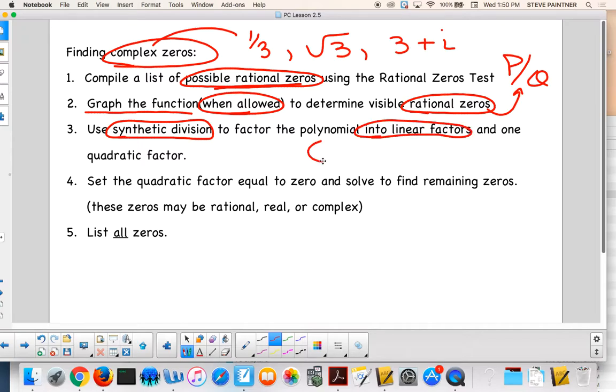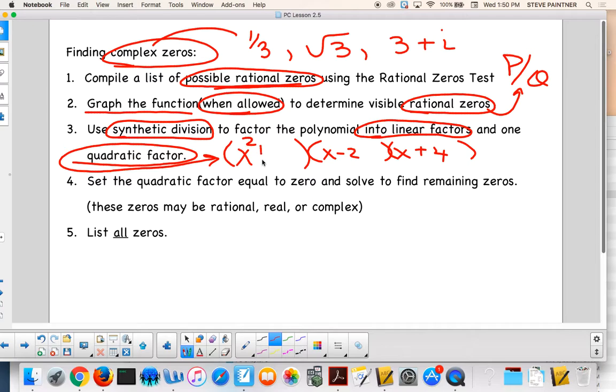Now what's a linear factor? Can anybody give me a linear factor? X minus 2. X plus 4. Get a bunch of linear factors, and then the last one will be what factor? The last one, when you're almost done, will be quadratic. Give me a quadratic. X squared plus 6. There you go.